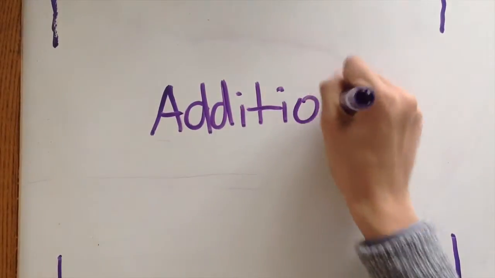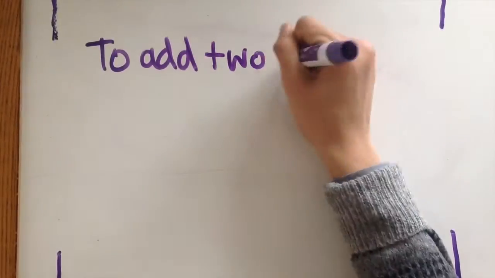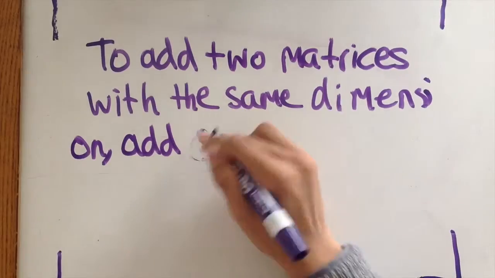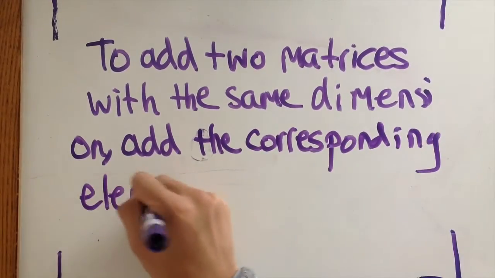First, addition. To add two matrices with the same dimensions, add the corresponding elements.